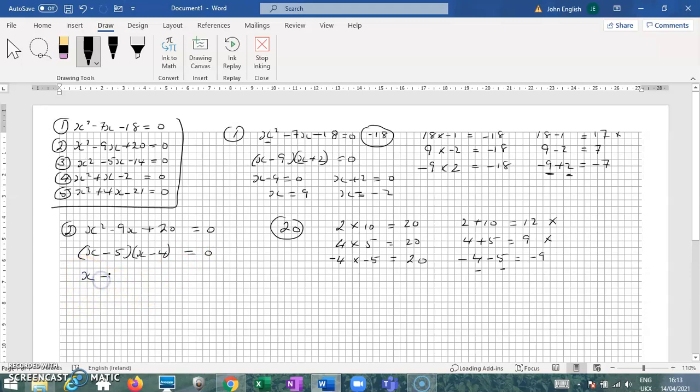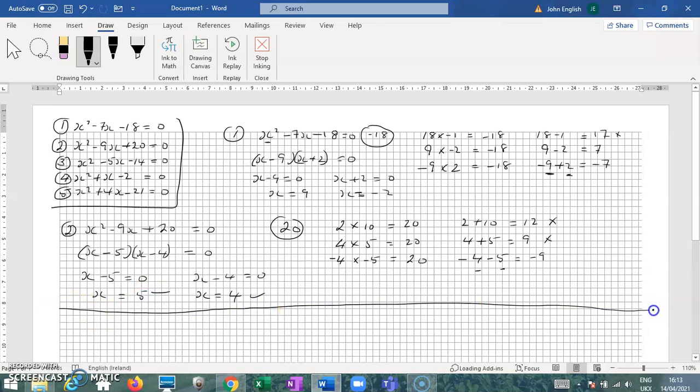So that's x minus 5 is equal to 0. And x minus 4 is equal to 0. And then we just solve for the x, and x is equal to a positive 5, because when we take this minus across to the other side of the equation, it changes the sign. And the same here. And x is going to be equal to 4. And these are the two answers.